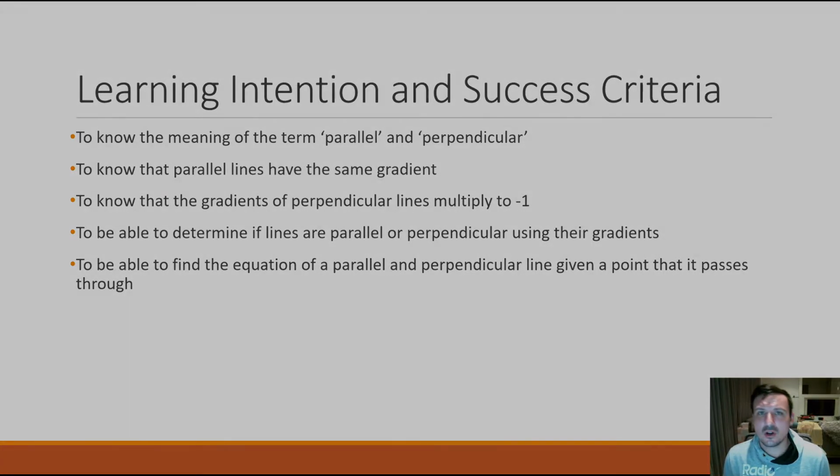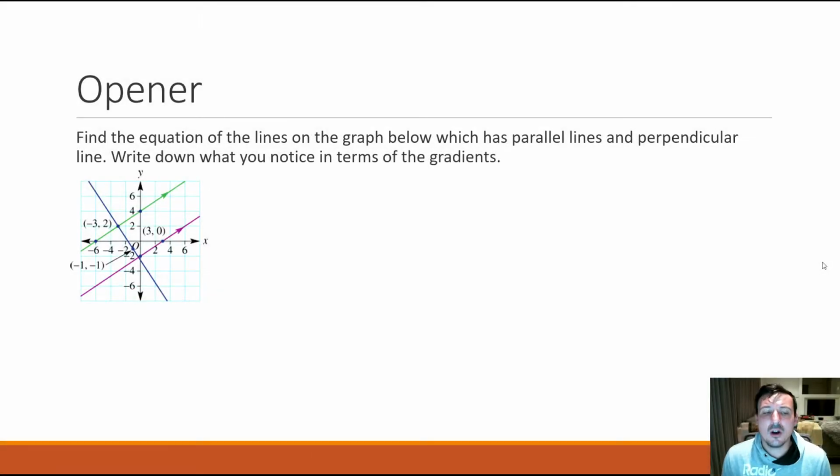of another line. So before you start, I'm assuming at this stage you have looked at finding an equation. So what I want you to do, if you are watching this video, is to find the equation of those lines below. And I want you to write down what you notice in terms of the gradients.